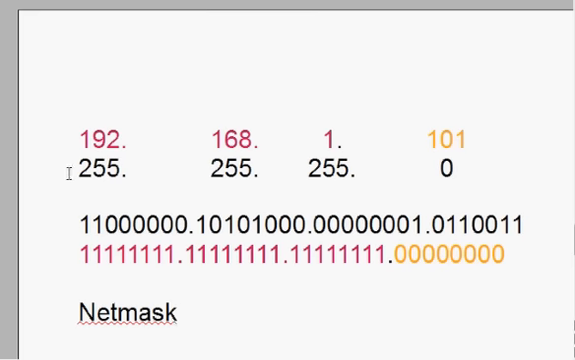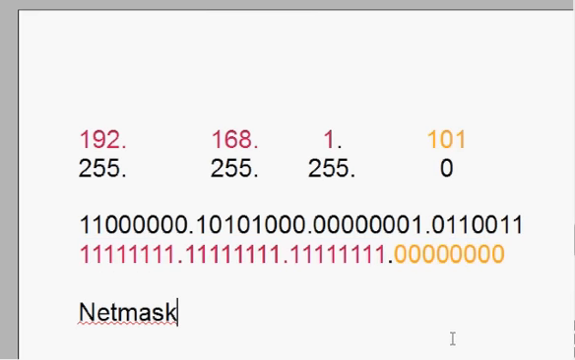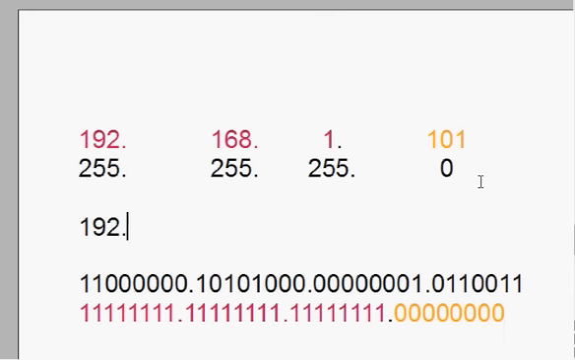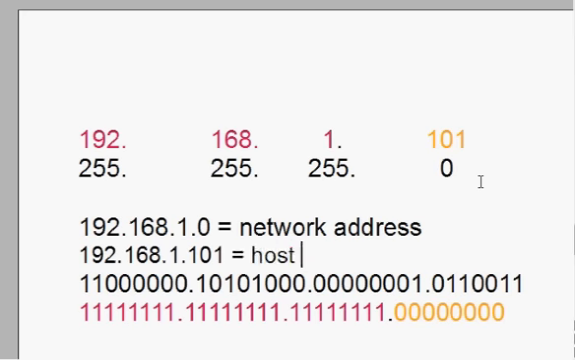And what lets us know that? The binary form of the netmask: the ones indicate the network part, the zeros indicate the host. And it's that simple. So if you were asking me what's the network address, I would say that the network address is 192.168.1.0. This is the network address. And the host address is 192.168.1.101. That is the host address.